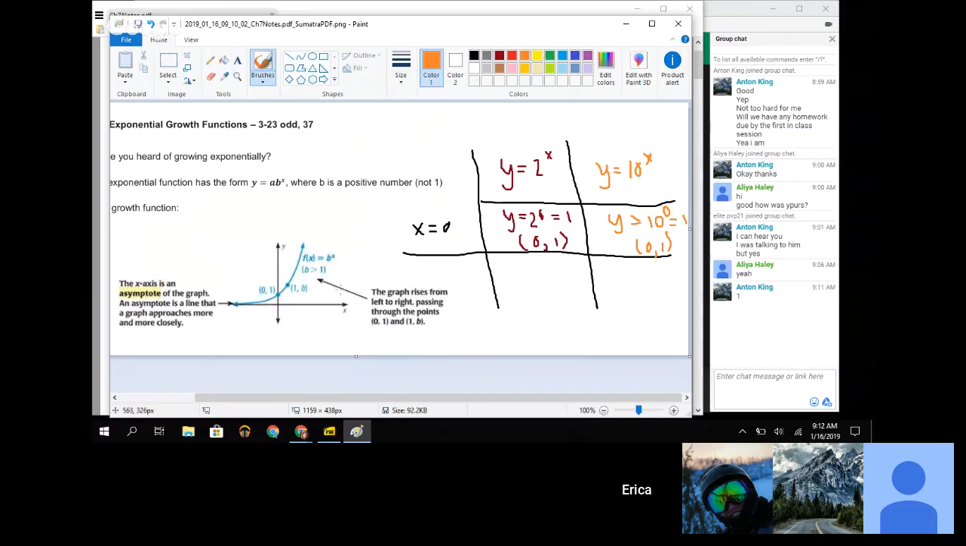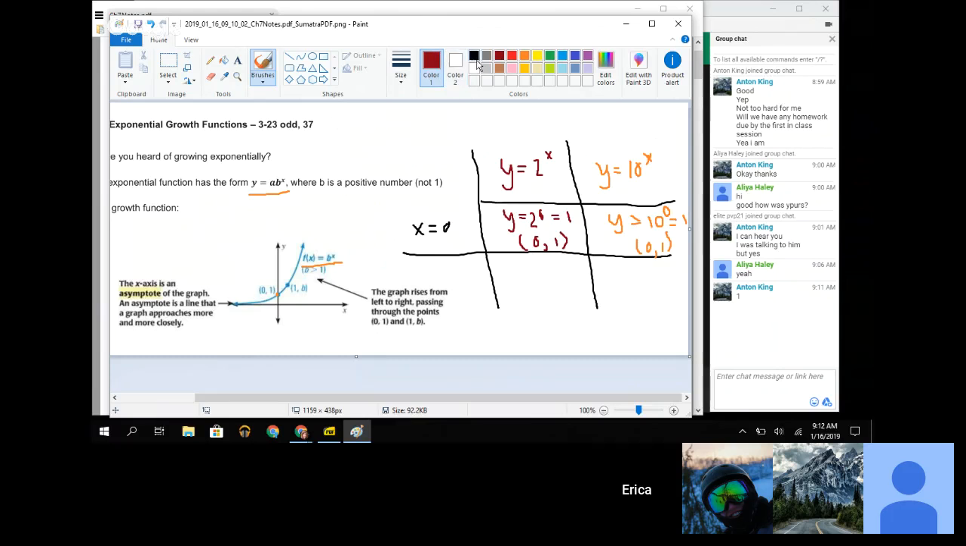All right, so that's why on here they show you that in an exponential growth function that has this general form, this is always a point that's on our exponential growth function, 0, 1. Because when you put any number to the 0 power, it's 1. Okay, so that's how that first point comes about.